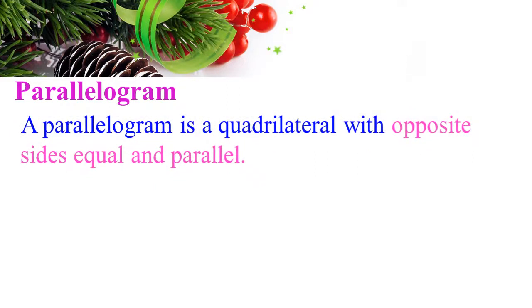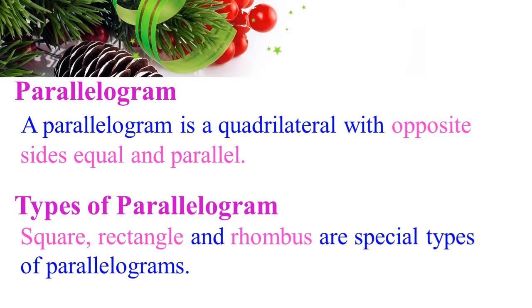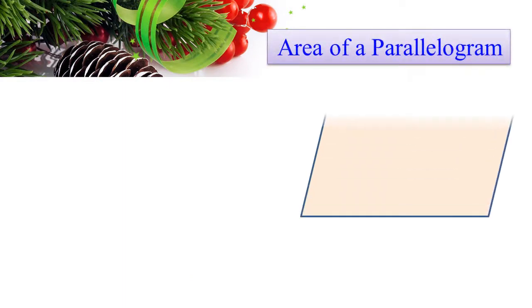Let's see parallelogram. A parallelogram is a quadrilateral with opposite sides equal and parallel. Types of parallelogram: square, rectangle, and rhombus are special types of parallelograms. Let's see the area of a parallelogram. Look at the picture.